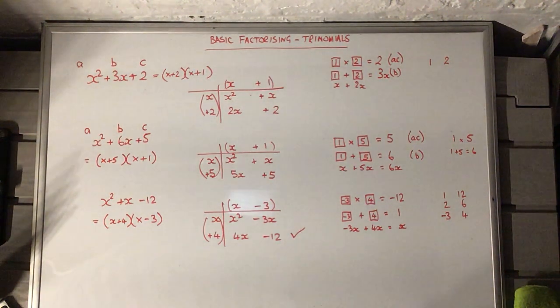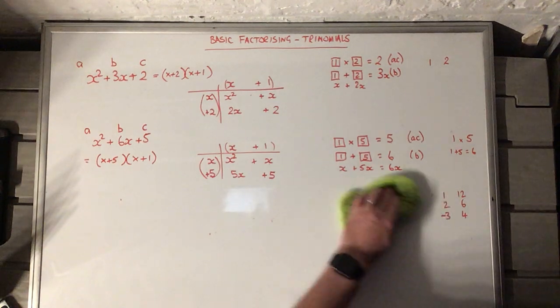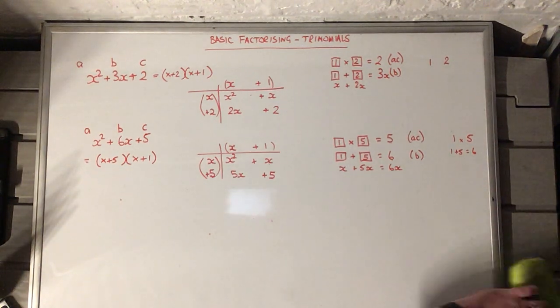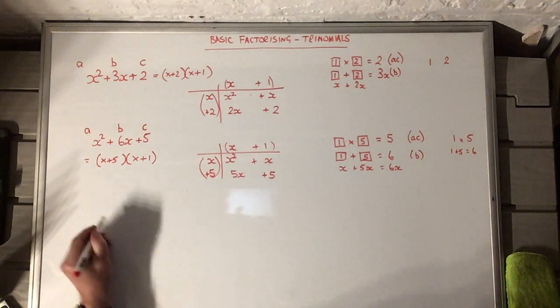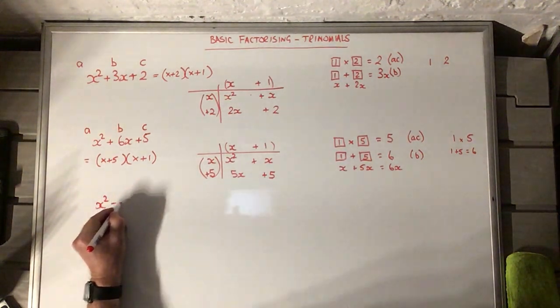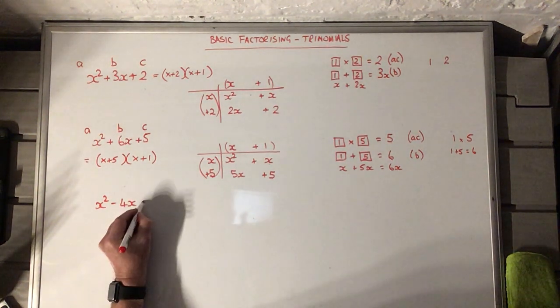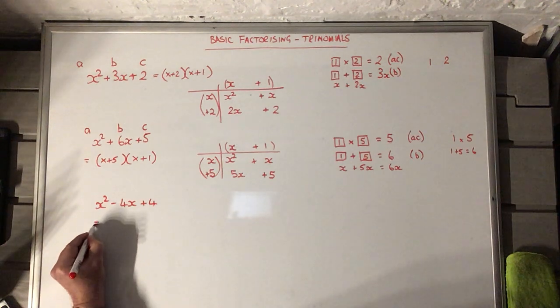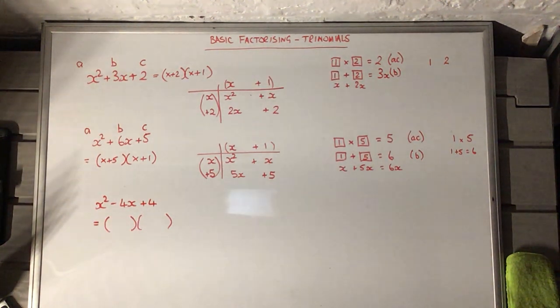I think we'll do one more, just to make sure that we're definitely getting it. Let me wipe one of them off here, and we'll do one more. Again, I'll put a negative in it, just to make it slightly harder. So let's look at this one: x squared, and we've got a negative middle term this time, negative 4x, plus 4. We want to make that into a product of a double bracket. So we're factorising. This is called factorising.